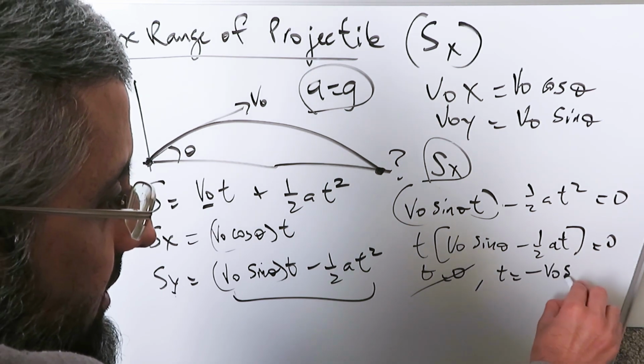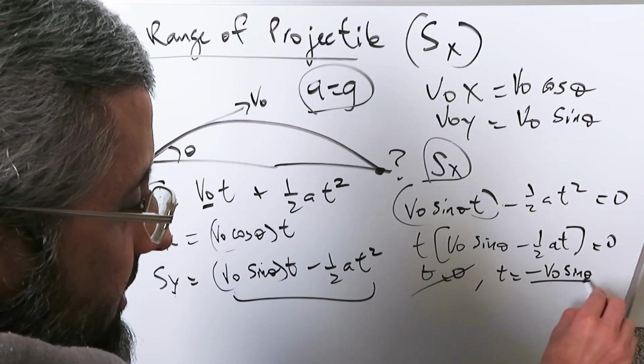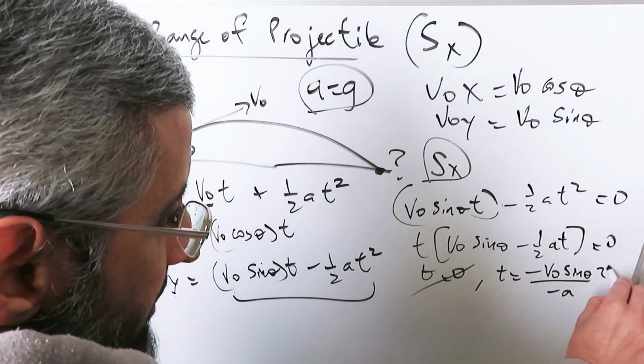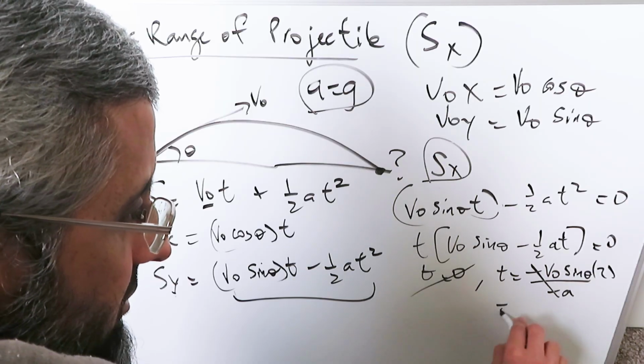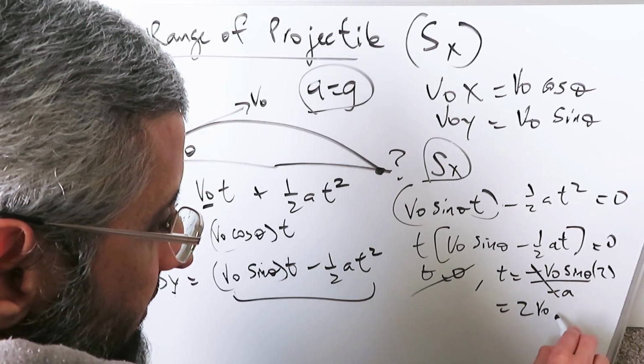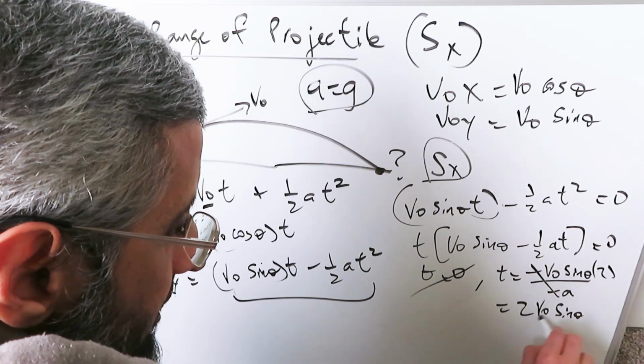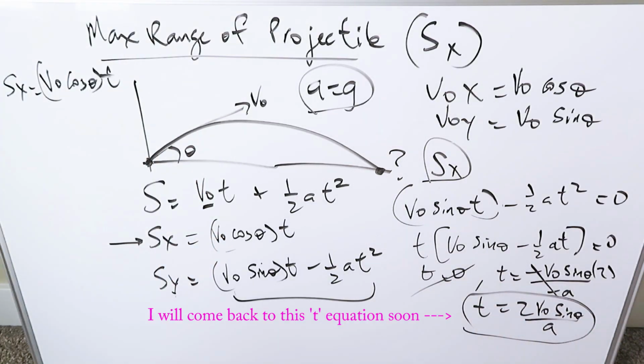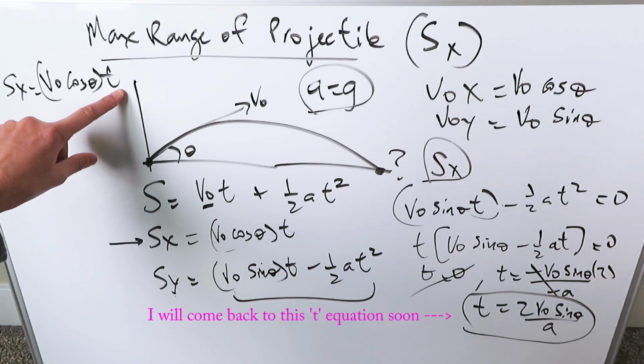Minus initial velocity times sine theta divided by minus a, and you're going to push the denominator 2 on the other side and multiply. You can cancel these out and you'll have your 2 times initial velocity times sine theta over acceleration, and this right here is equal to t. What will you do with this? You can bring it right over here, the substitution for it.